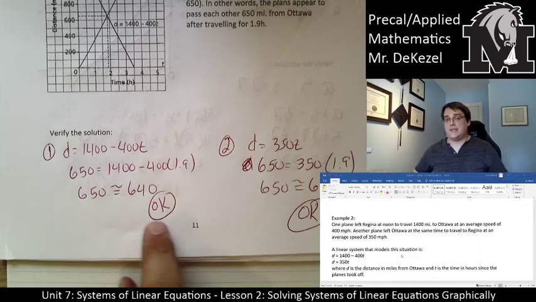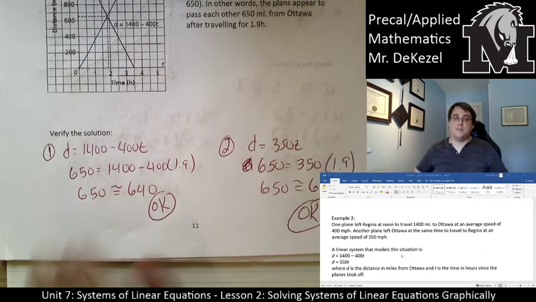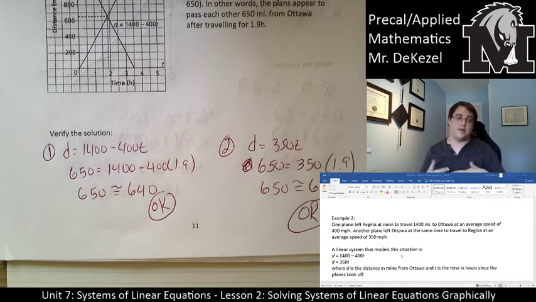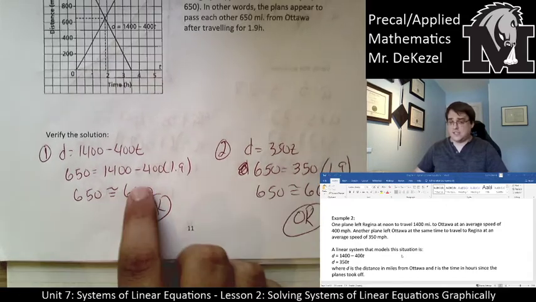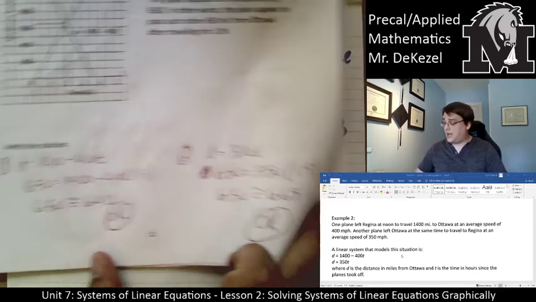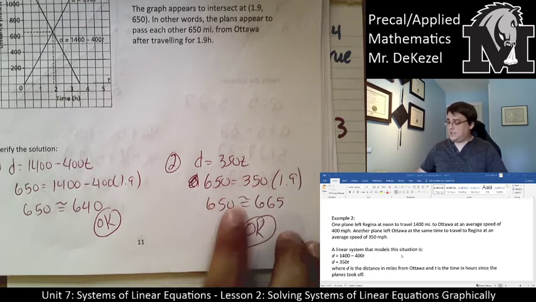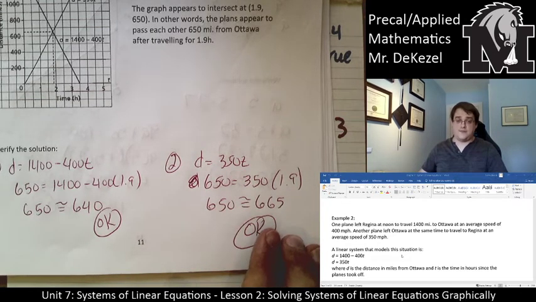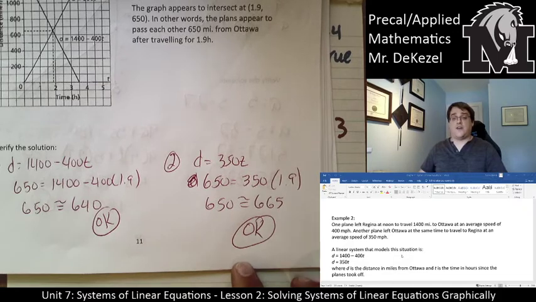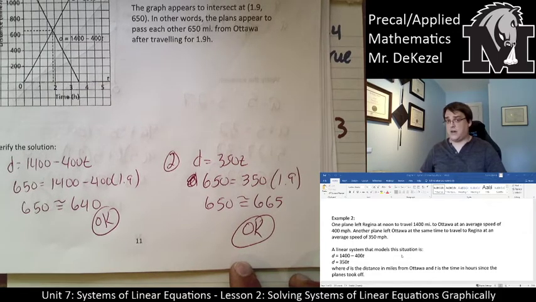The reason that we say it's okay is because we are estimating where those lines cross. It might not be exactly 1.9. What if it's 1.92? It's really impossible for us to get an exact value, especially with continuous variables like this. So 650, 640, I would consider that okay when you're estimating. For the other one, D equals 350 times T, we would get 650 and 655.